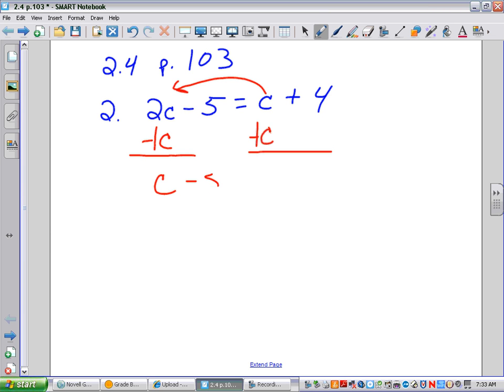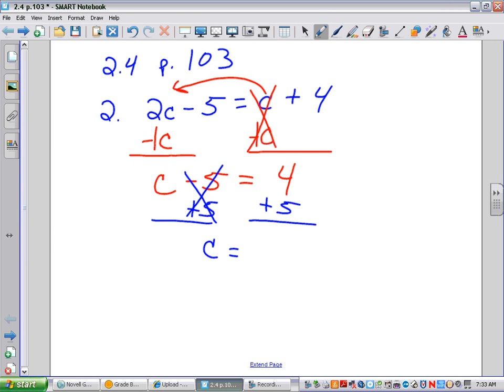Bring down my minus 5 equals, well, this is what I can x out, and bring down my 4. Then you should notice your second step would be to simply add 5. That allows you to x this part out, so you get an answer of c equals 4 plus 5 is 9.